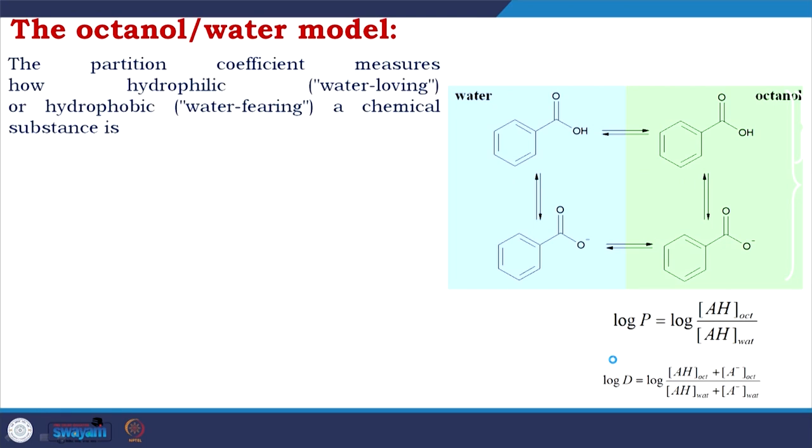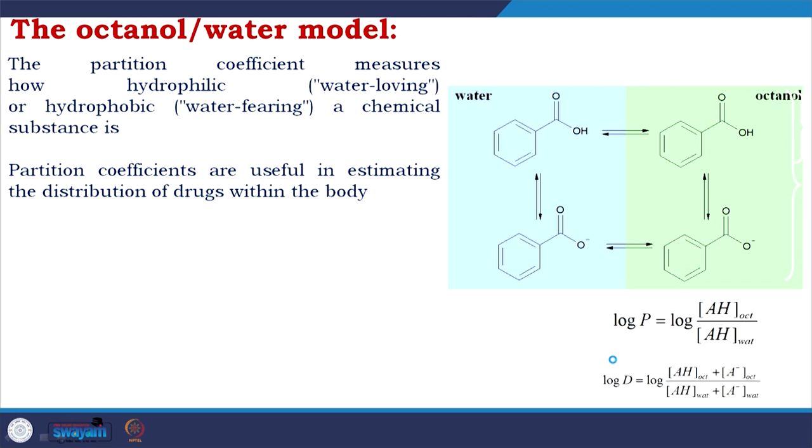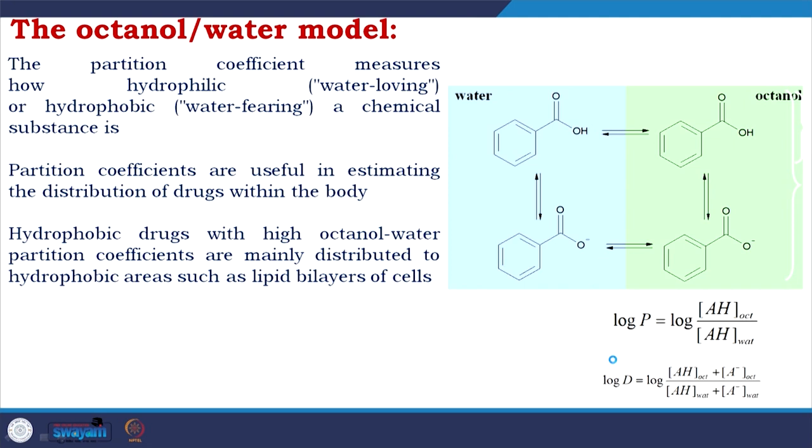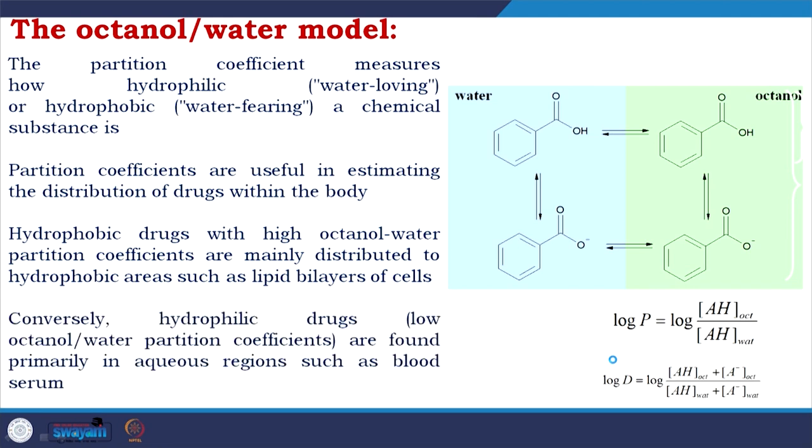Coming next, the partition coefficient measures how hydrophilic, water loving, or hydrophobic, water fearing, a chemical substance is. Partition coefficients are useful in estimating the distribution of drugs within the body. Hydrophobic drugs with high octanol-water partition coefficients are mainly distributed to hydrophobic areas such as the lipid bilayer of the cell. Conversely, hydrophilic drugs, which have a low octanol-water partition coefficient, are found primarily in aqueous regions such as blood serum.